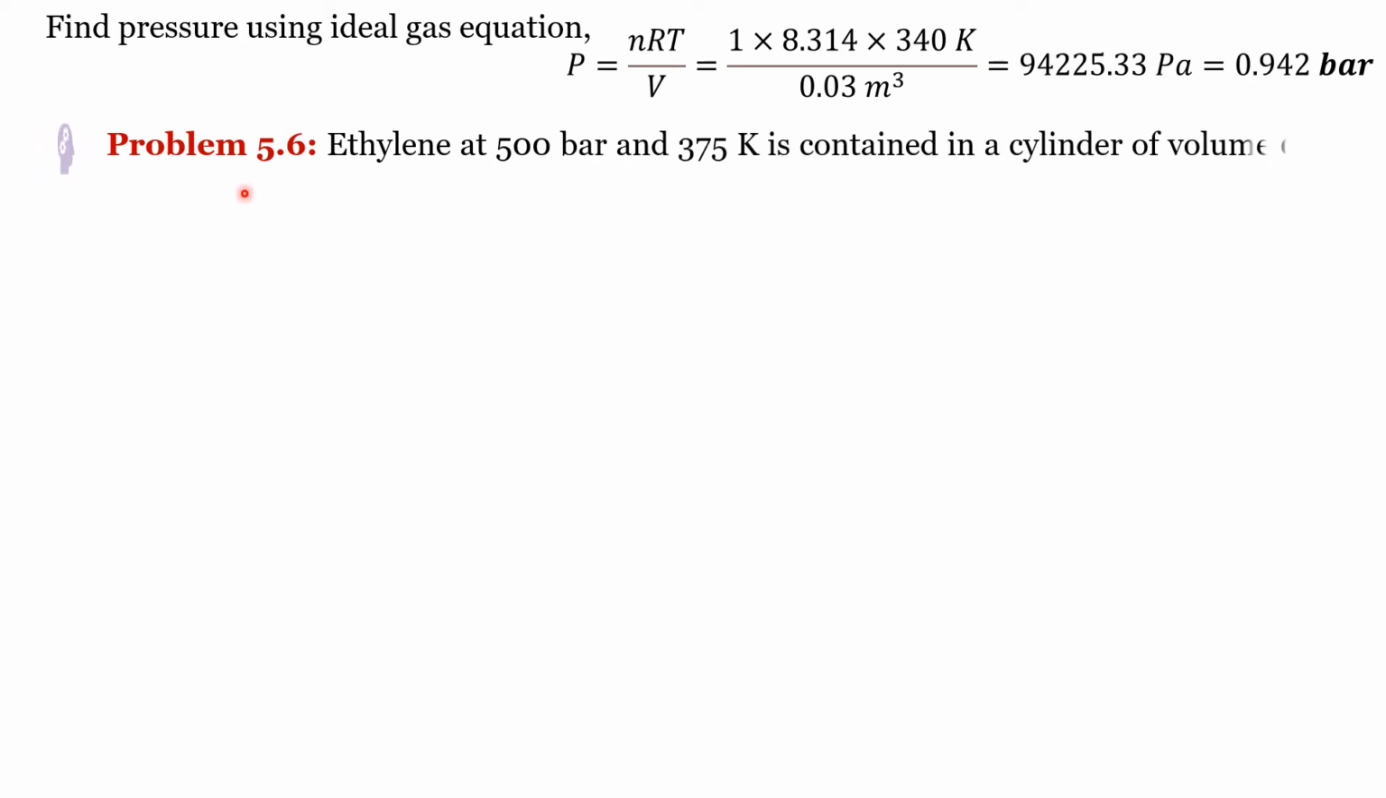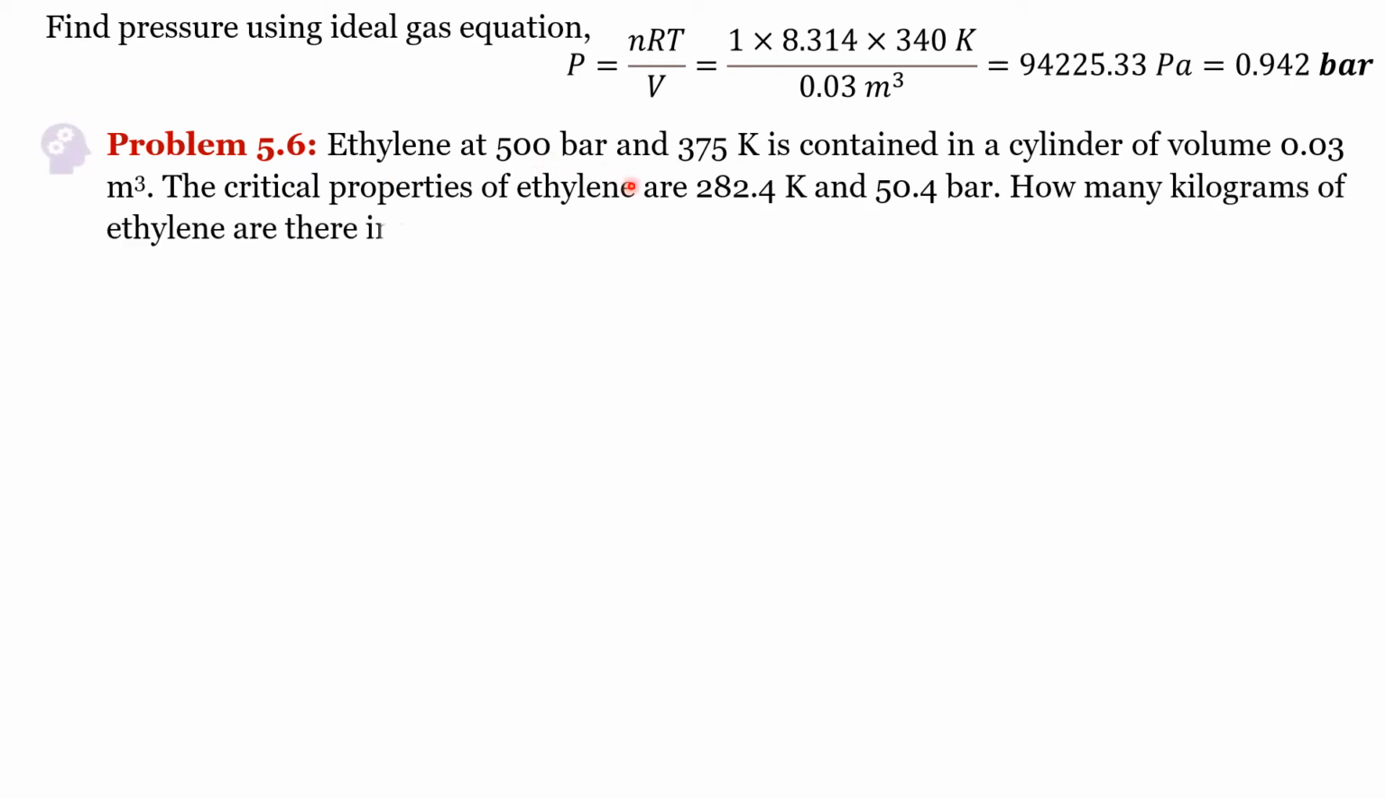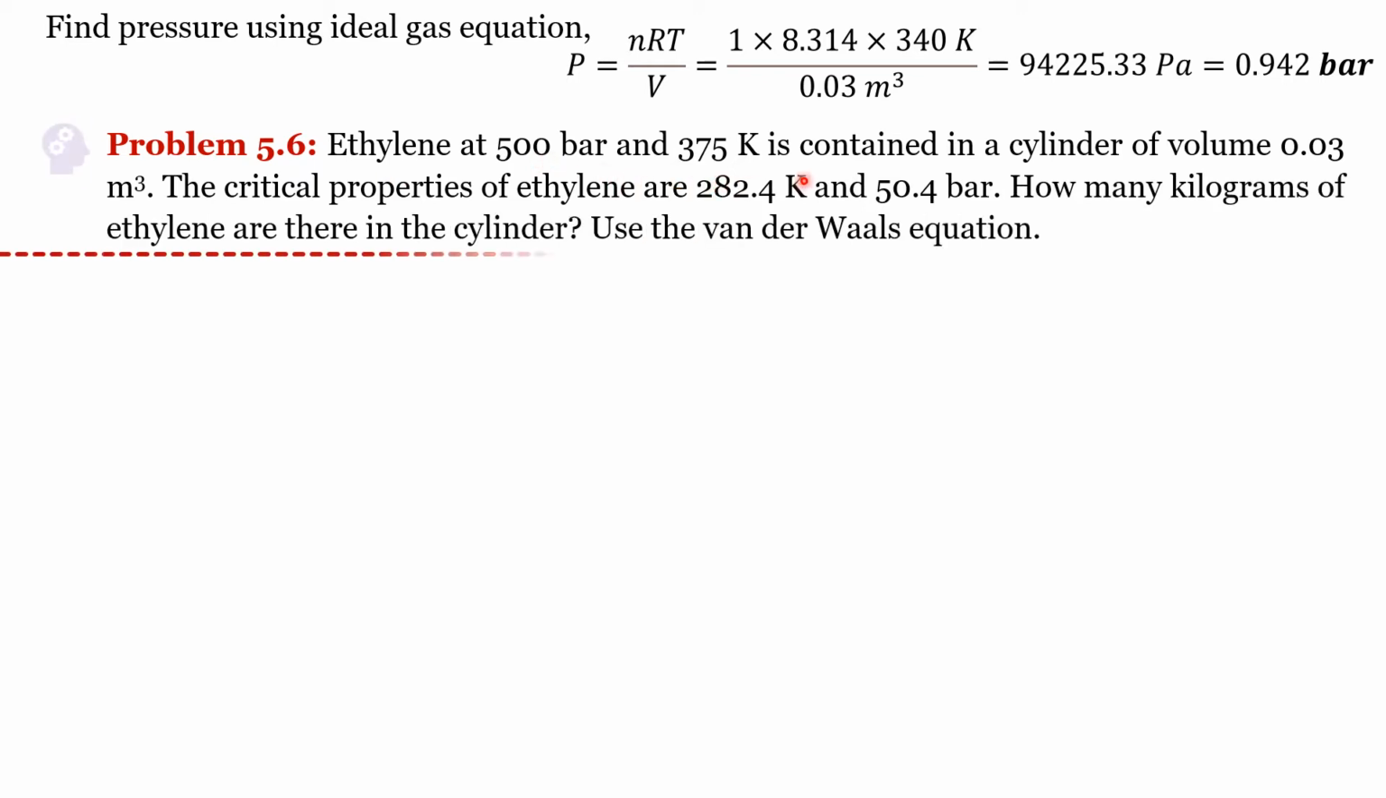Problem number 5.6. Ethylene at 500 bar and 375 Kelvin is contained in a cylinder of volume 0.03 meter cube. The critical properties of ethylene are given. Now we need to find how many kilograms of ethylene are there in the cylinder using the van der Waals equation.